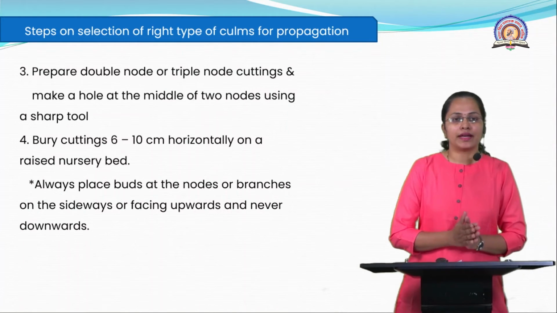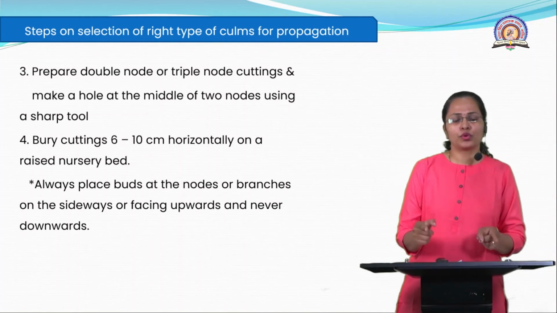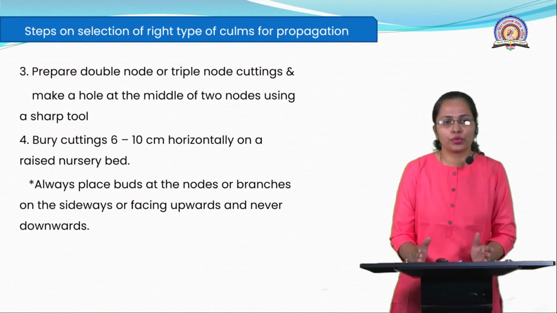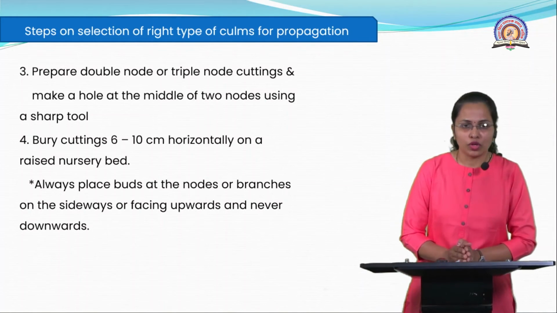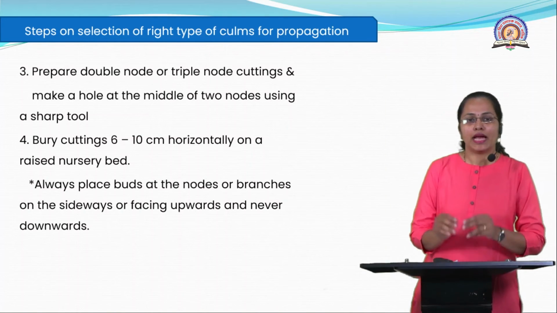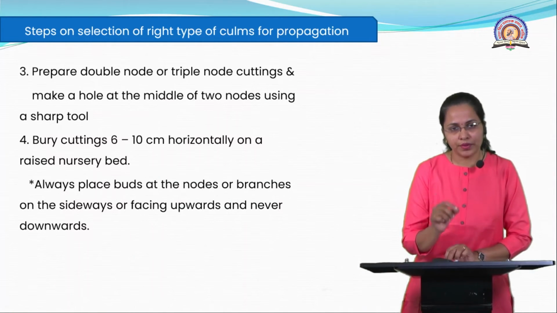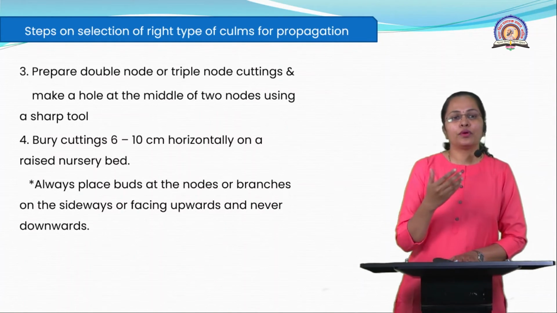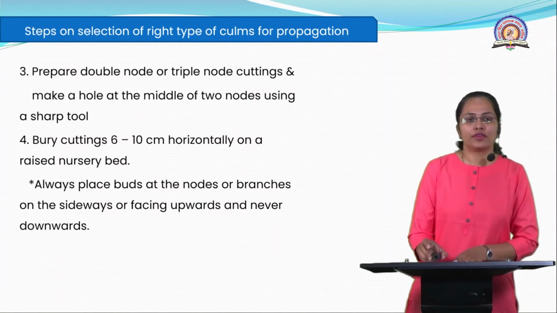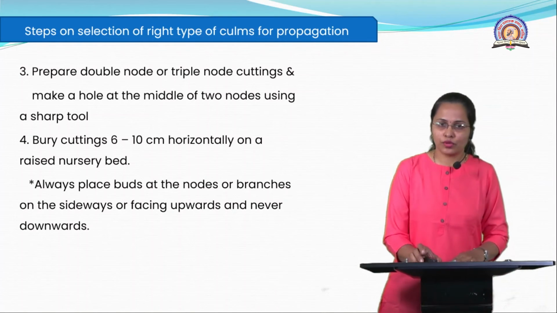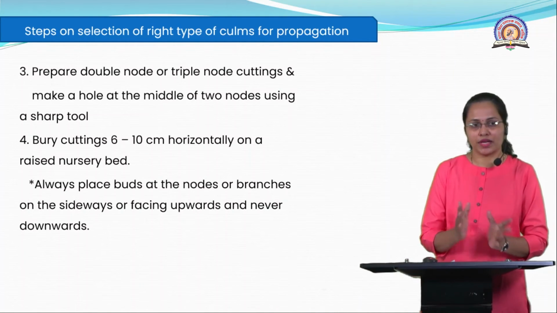But remember that the part present between two nodes, nothing but the internode, should be used for the preparation of the hole. The hole should not be made at the nodal part. Why? Because at the nodal part there are dormant buds which are going to grow into a new plant. So for that we have to select a plant, then prepare a double node or triple node cutting, and then make a hole at the middle of the two nodes by using a sharp tool.